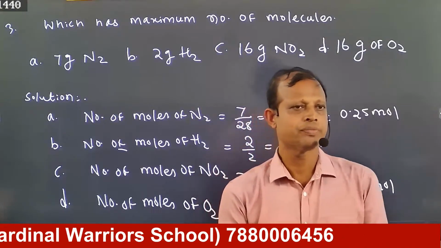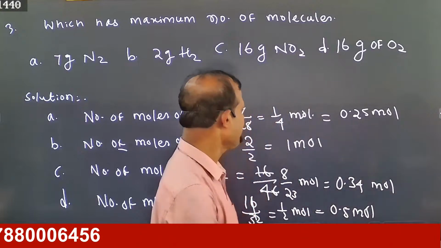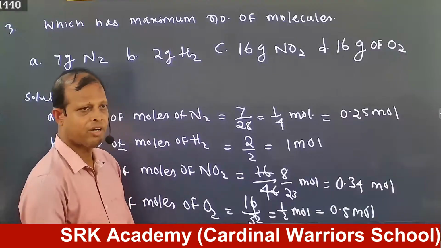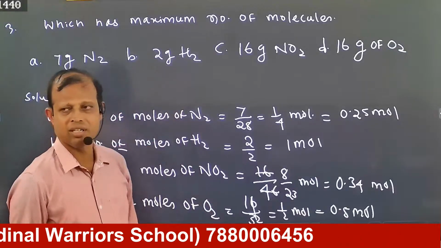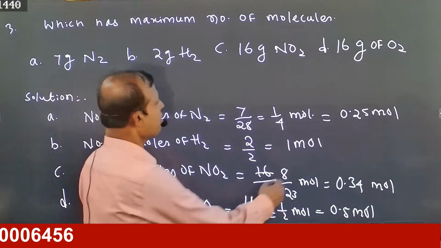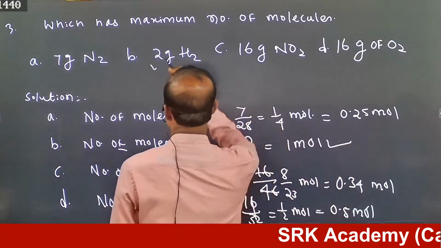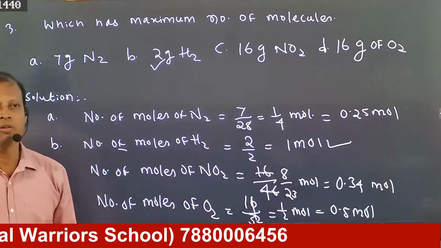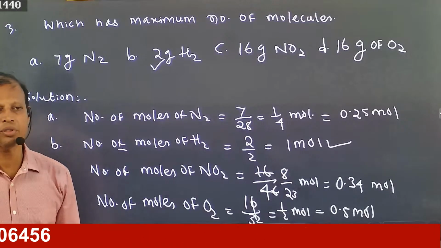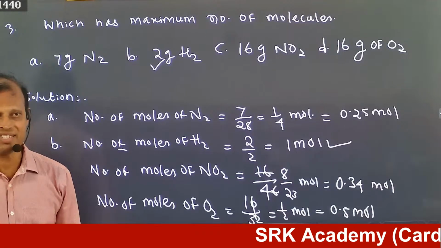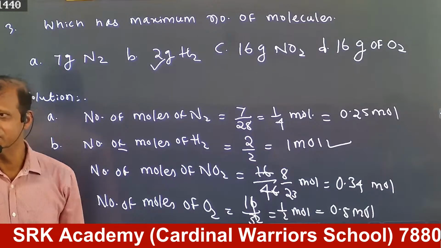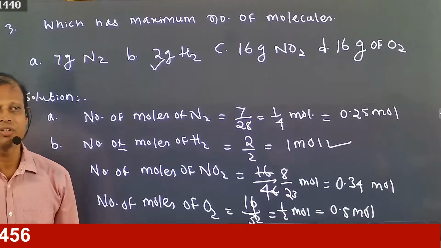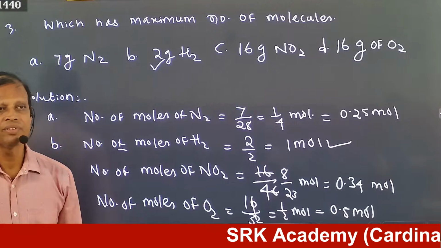Understood? So which one has the maximum number of moles? Option B, that is 2 gram of hydrogen, has the maximum number of moles. This is 1 mole. So we'll go with option B. See, the mass number is less, but when it comes to number of moles, that is maximum, hence the number of molecules will be the maximum. Clear?